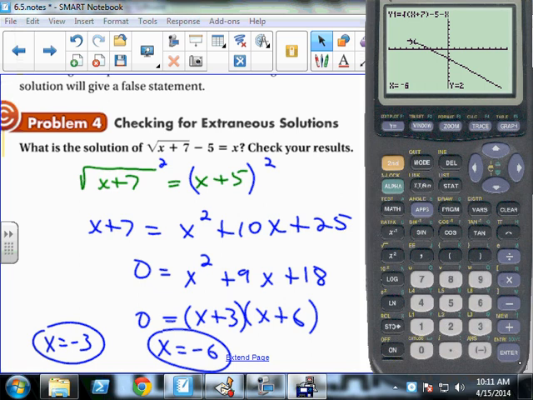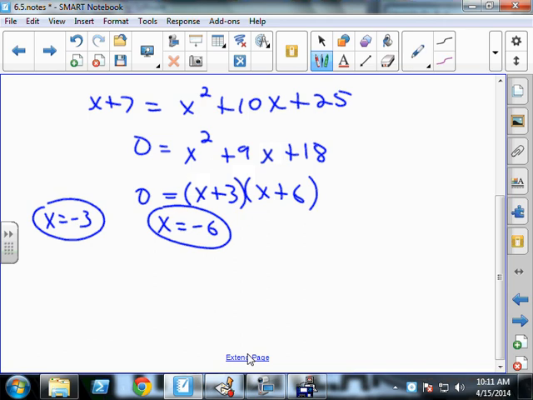So extraneous solutions look like solutions. Algebraically you did everything right, but they don't satisfy the original equation. The point here is that in this one, negative 6 is what we call extraneous, so it's not a solution. The only solution to this is x equals negative 3. Okay, so that's that one. Let's try another one.